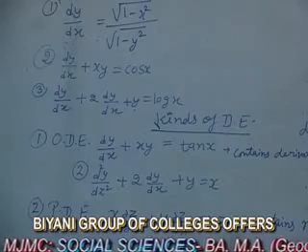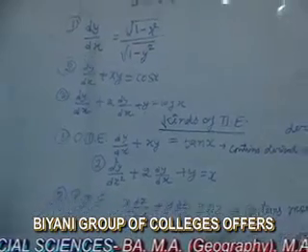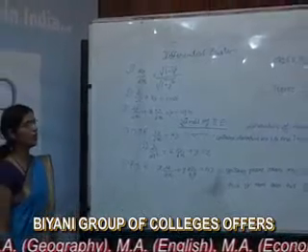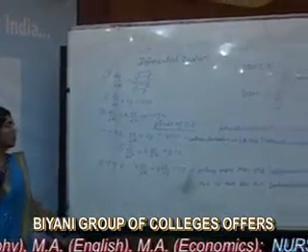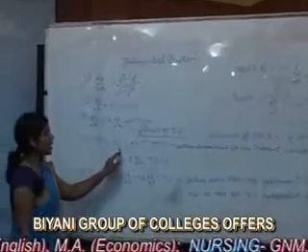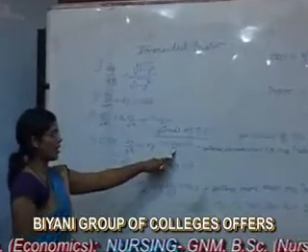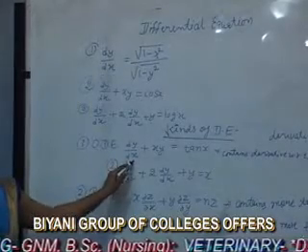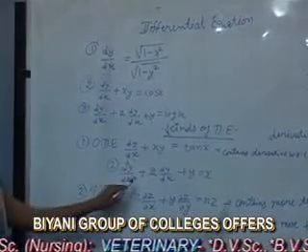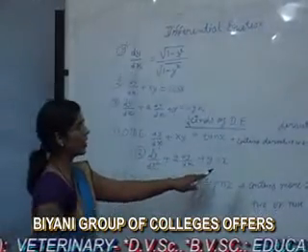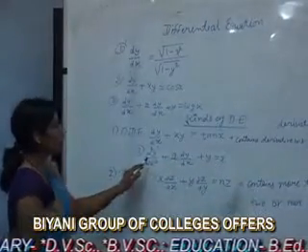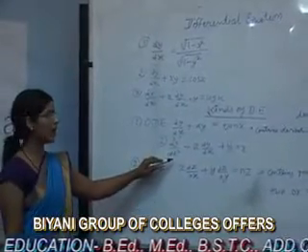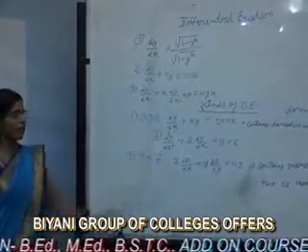Definition of ordinary differential equation: the ordinary differential equation contains derivatives with respect to one independent variable. For example, dy/dx + xy = tan x. Here the derivative is with respect to only variable x. Next, d²y/dx² + 2 dy/dx + y = x. In this example, y is differentiated with respect to x. Here there is no y, no z.